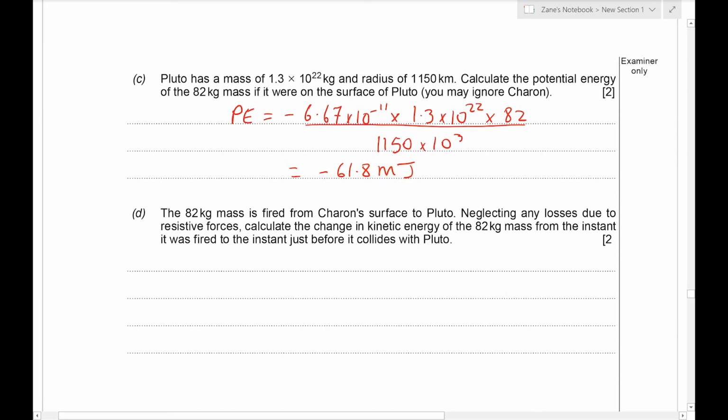For part D, the 82 kilogram mass is fired from Charon's surface to Pluto, and neglecting energy losses due to resistive forces, we've got to find the change of kinetic energy for this 82 kilogram mass from the instant it was fired to the instant just before it collides with Pluto. So the key here is that the change of kinetic energy of the object is going to be equal to the change of its potential energy, just simply from the law of conservation of energy. So all we need to do is find the difference between those two energies.